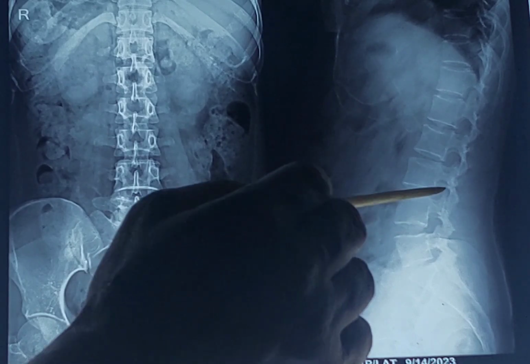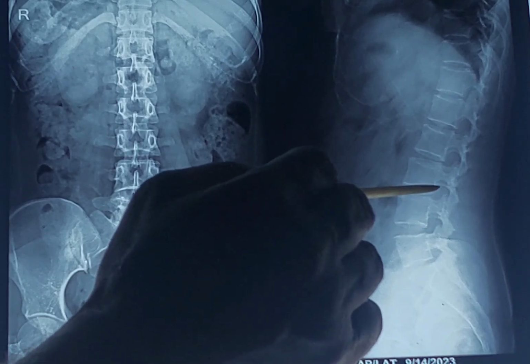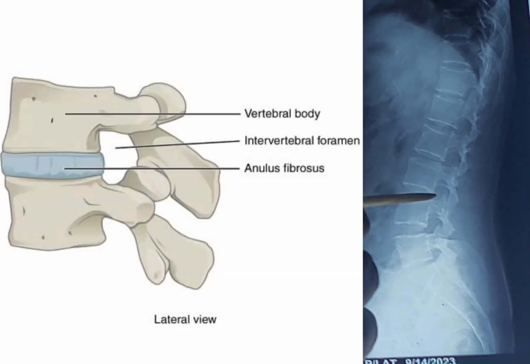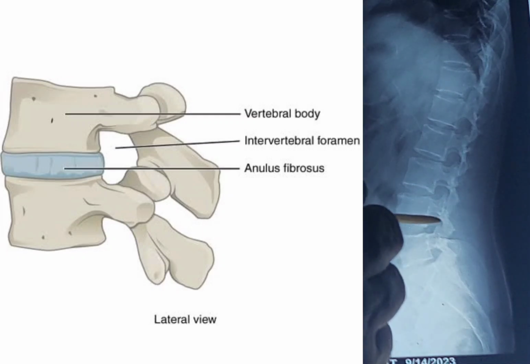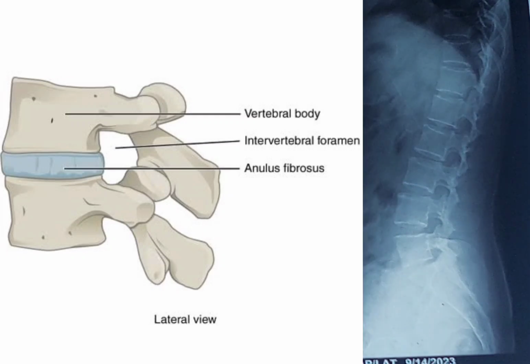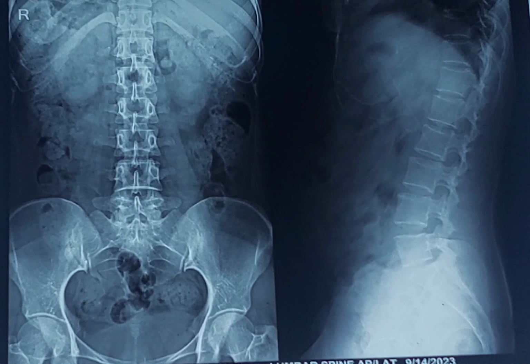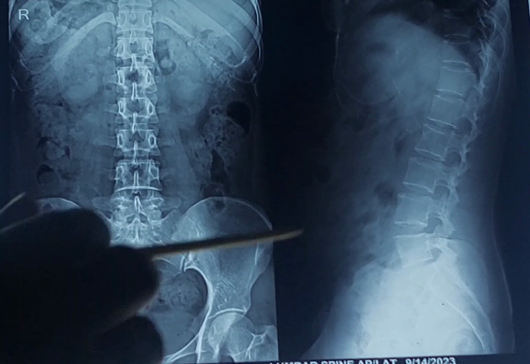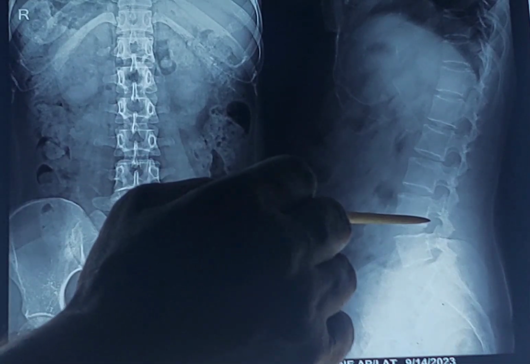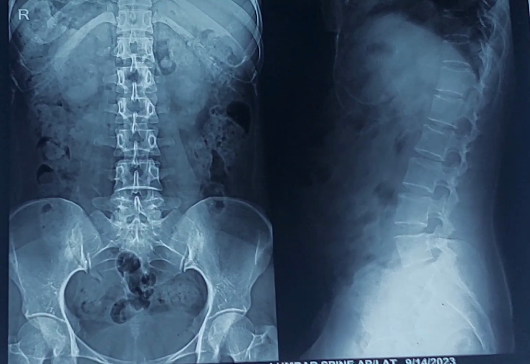And this radiolucent area in between the pedicles is called the intervertebral foramen. All these are intervertebral foramina. The structures passing through the intervertebral foramen are the corresponding spinal nerves. Suppose this is the fourth intervertebral foramen in the lumbar region. So the fourth lumbar nerve will pass through this foramen.